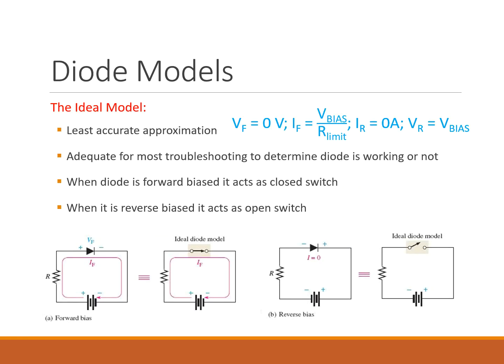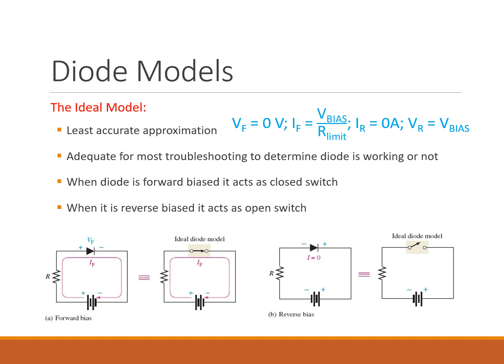As we step into diode applications, we're going to simplify things, starting with a helpful shortcut, the ideal diode model. So what is the ideal diode model? Well, it's not perfect, but it's fast. The ideal model is the least accurate way to describe a diode's behavior, but it's good enough for troubleshooting or quick predictions. Here's what the ideal model assumes.